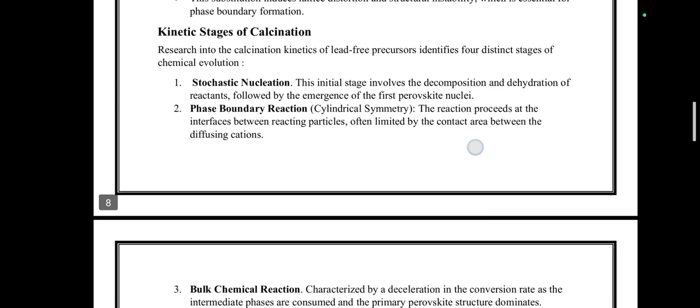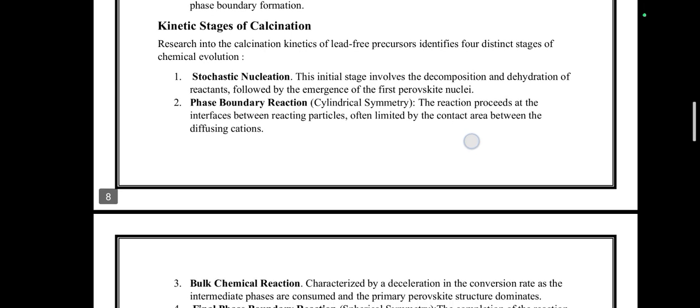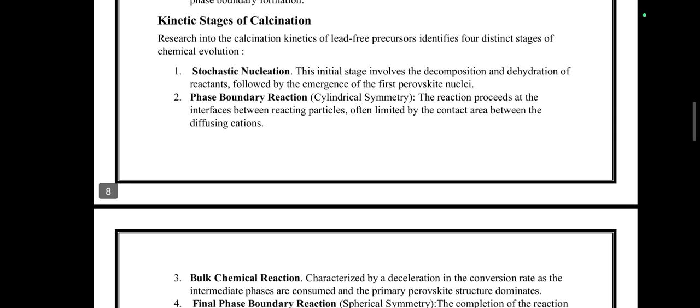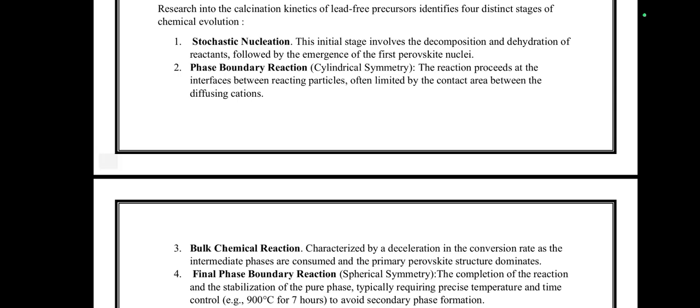Kinetic stages of calcination. Research into the calcination kinetics of lead-free precursors identifies four distinct stages of chemical evolution: stochastic nucleation, phase boundary reaction, bulk chemical reaction, and final phase boundary reaction. In stochastic nucleation, this initial stage involves the decomposition and dehydration of reactants, followed by the emergence of the first perovskite nuclei.